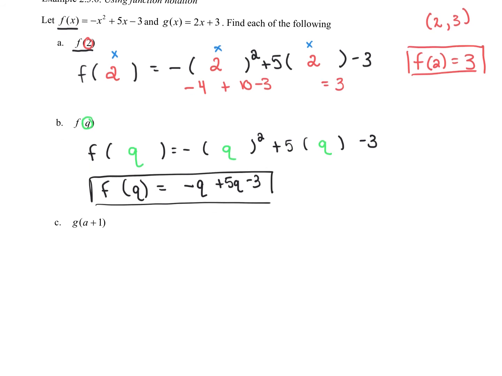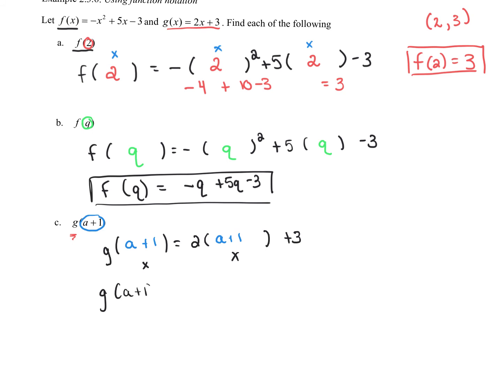The last problem changes. It's not using f anymore. It decided to use g, and here's my g function up top. So this is going to be g of something equals 2 times something plus 3. It was that this was an x and an x, but now it's not an x. A plus 1. A plus 1.